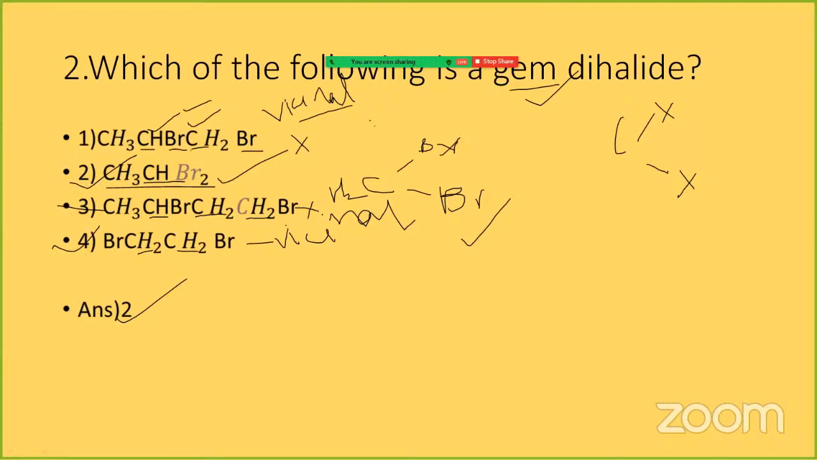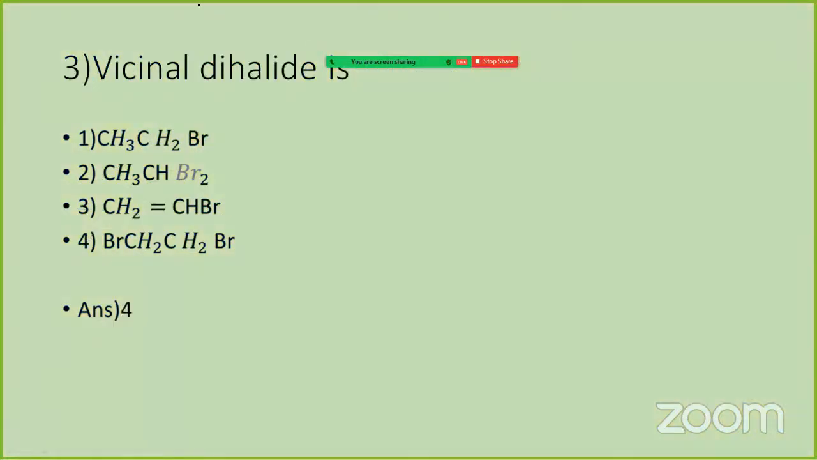Now next we will go for the third question. What is the third question? Just now I explained what a vicinal dihalide is. Vicinal dihalide means on two adjacent carbons, halogens should be present. If two halogens are present on two adjacent carbons, then it is known as a vicinal dihalide. So let us see what is the answer.